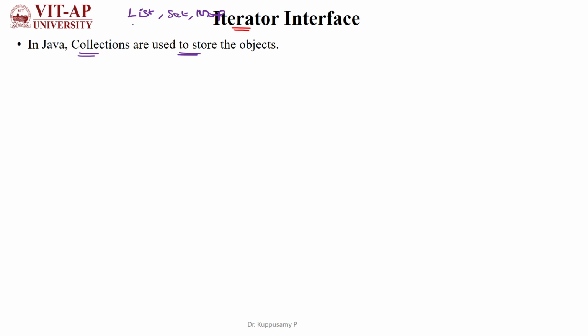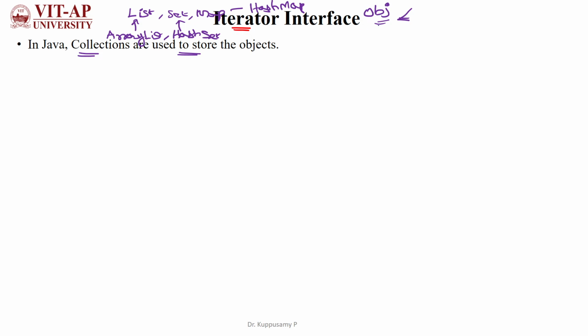When we are implementing these List, Set, and Map interfaces, we use classes like ArrayList to implement the List interface, HashSet to implement the Set interface, and HashMap to implement the Map interface. When we implement these interfaces, we create objects. Those object variables store the elements by using their corresponding structure.